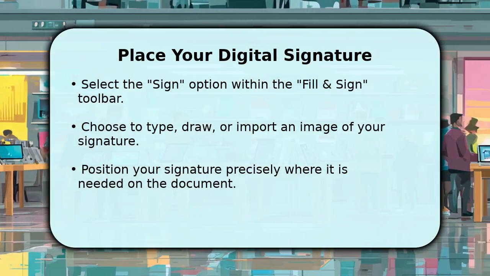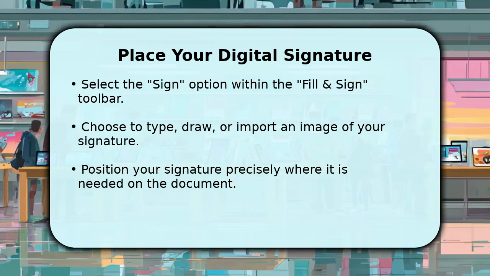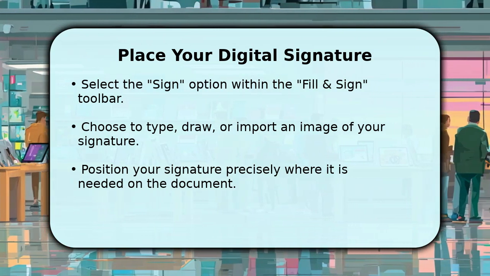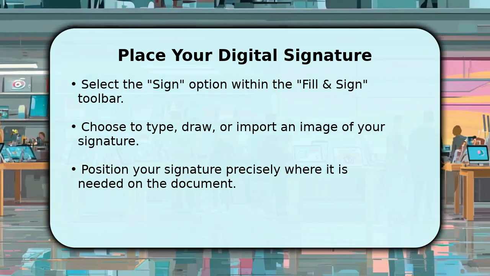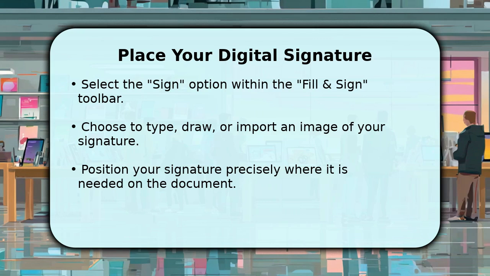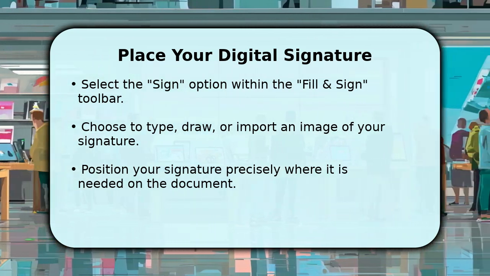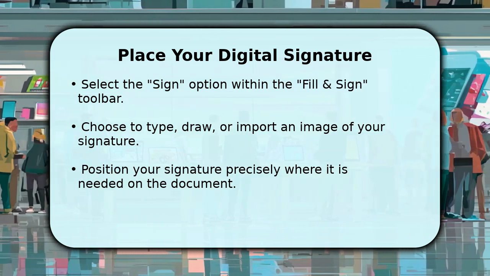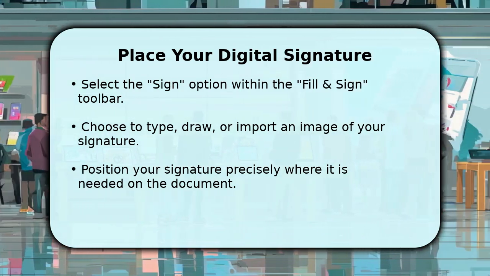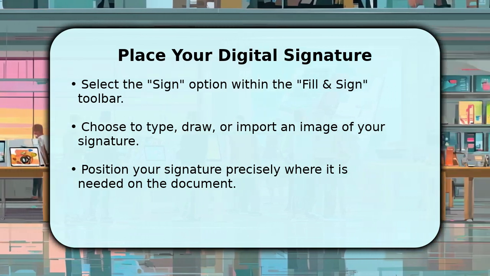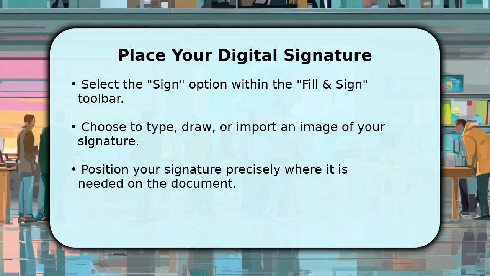Now click on the Sign icon, often represented by a pen nib, within the Fill and Sign toolbar. You have 3 flexible options to create your signature. You can type your name, draw it using your mouse or trackpad, or upload an image of your handwritten signature. After creating or selecting your signature, simply click on the desired spot on the document. You can then resize and reposition it as needed, making sure it looks perfect and is clearly visible.